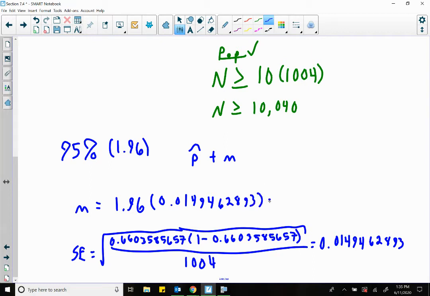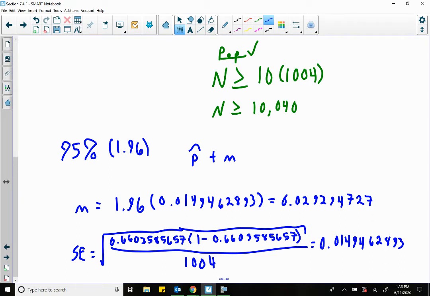9462893. So we're going to take that number times 1.96. Again, this is why we don't do this by hand. We let the calculator do all the work for us. And we get 0.029294727. Okay?